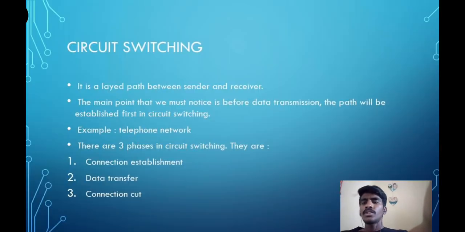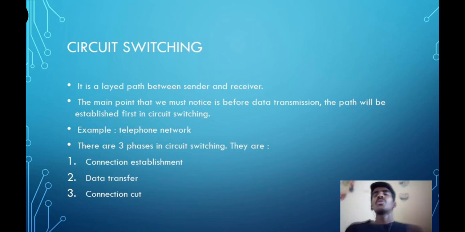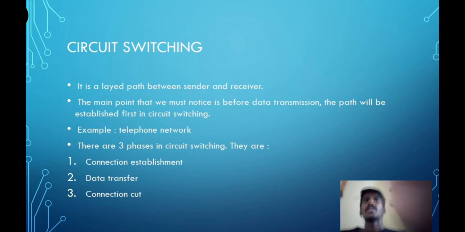Circuit switching is nothing but a laid path between sender and receiver. The main point that we notice is, before data transmission, the path will be established first in circuit switching. So when you are transmitting the data, firstly, circuit switching gives preference to the path. It decides the path, thereafter it transmits the data. So what are the 3 phases involved in circuit switching? Firstly, as I just told you, it lays the path. So connection establishment, thereafter data transfer, thereafter connection out, I mean disconnection.